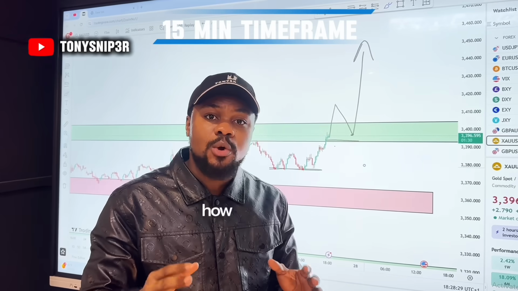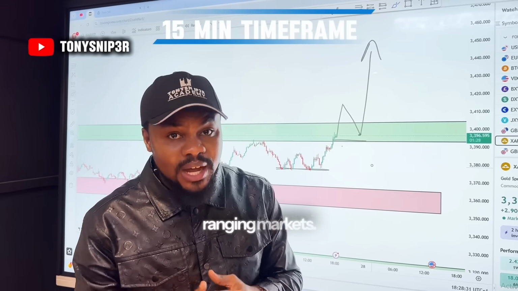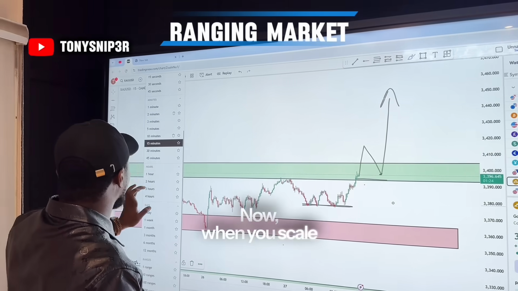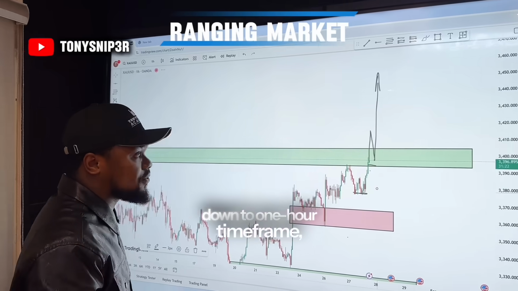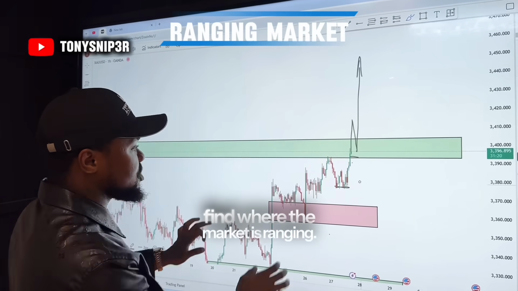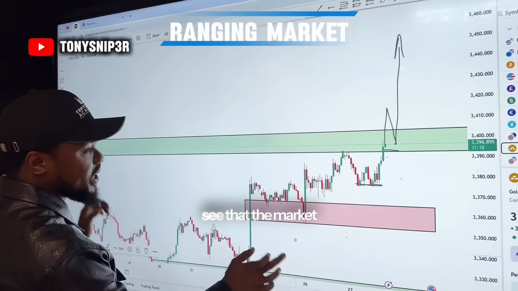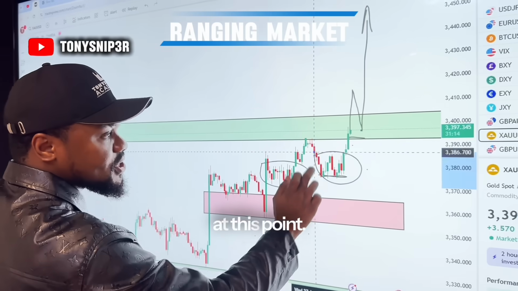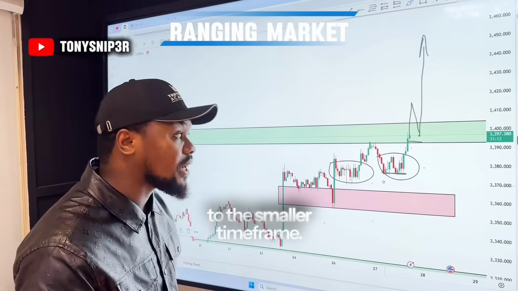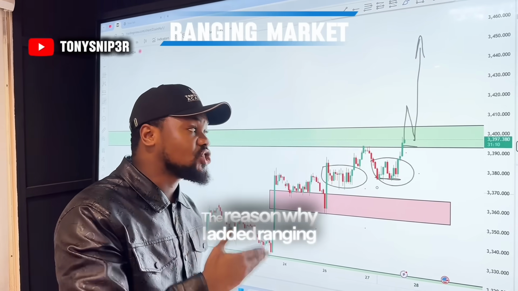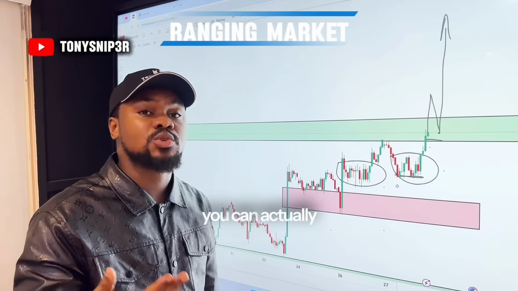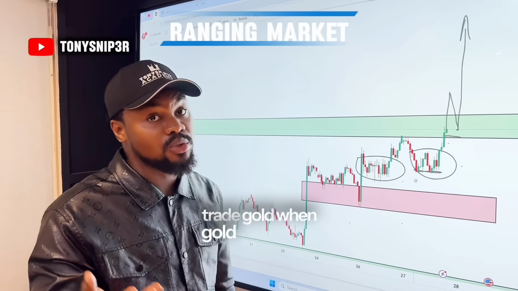Now, let's talk about how you can also trade gold in the ranging markets. This will help you. Now, when you scale down to 1 hour time frame, find where the market is ranging. Now, we can actually see that the market was ranging at this point, right? And also ranging at this point. Now, let's scale down to the smaller time frame. The reason why I added ranging market to this video is because when it comes to smaller time frame, you can actually also use it to trade gold when gold is ranging.